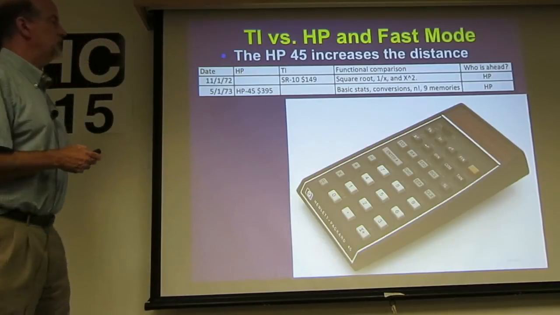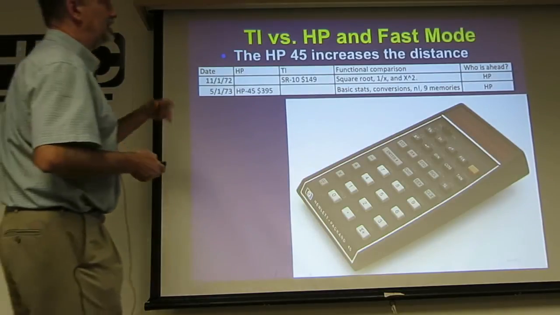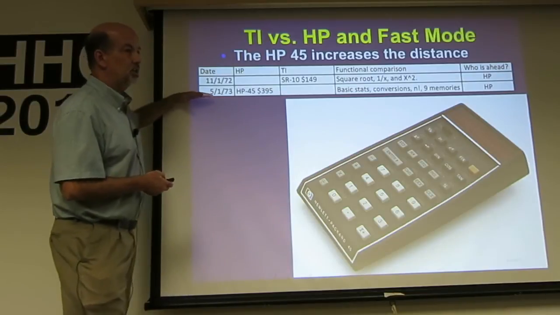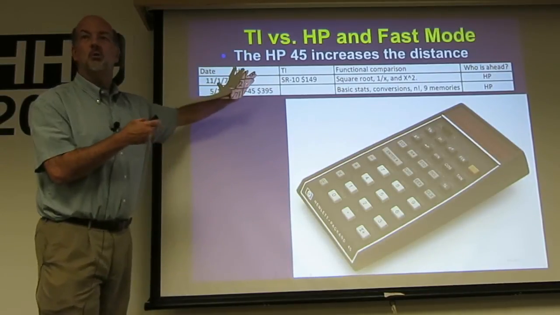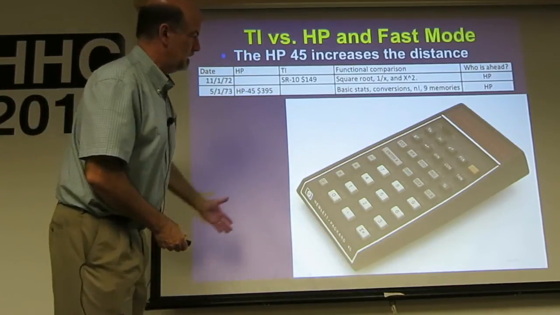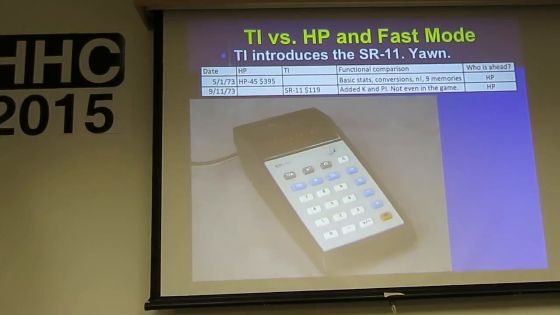Six to seven months later, the HP 45 comes out at the original price point of the HP 35 and added a lot of other stuff. Basic stats, conversion, factorials, and 9 memories. TI still only has the SR10. So no competition whatsoever, no discussion. HP is still tremendously ahead.